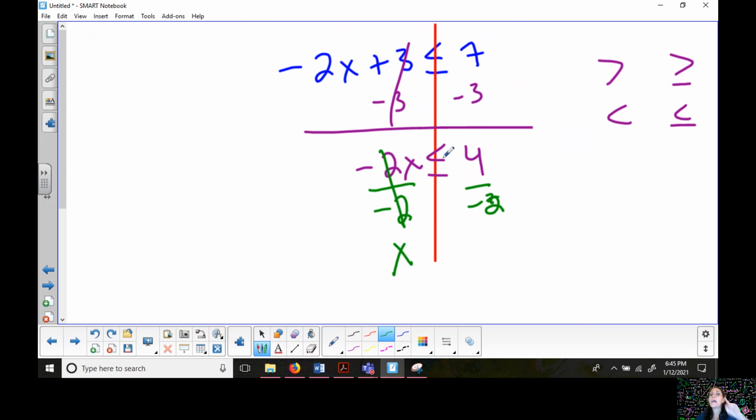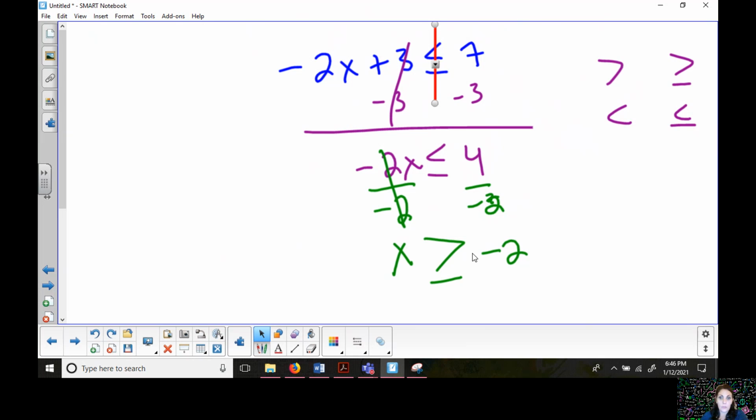We're left with x. This right here flips. Okay, so right now it looks like this. It is now going to look like that. And 4 divided by negative 2 is negative 2. I'm going to actually do this with my equal sign. When you divide by a negative number with inequalities, your inequality sign flips. Okay, and they will get you on that.